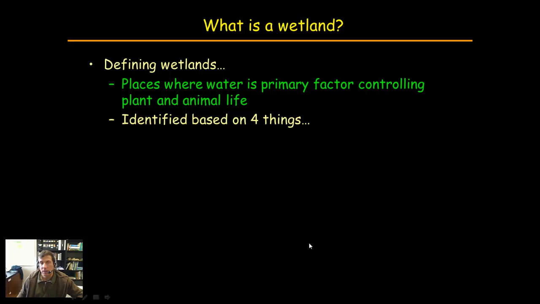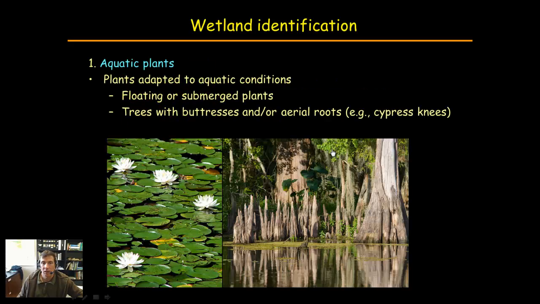Wetland is defined in many ways, but one of the most conventional is to say that it is an area where water is the primary factor for controlling plant and animal life. And when we get down to the specifics, we tend to base the definition on four different things.